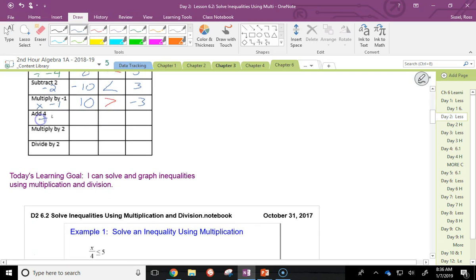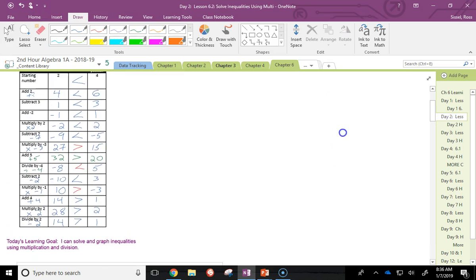We add 4 to both sides. My sign would be? Stays the same. If I multiply by 2, I get 28 and 2. My inequality sign? Stays the same, greater than. And if I divide by 2, I get 14 and 1. My inequality sign is? Stays the same. Alright. There was a purpose to this.